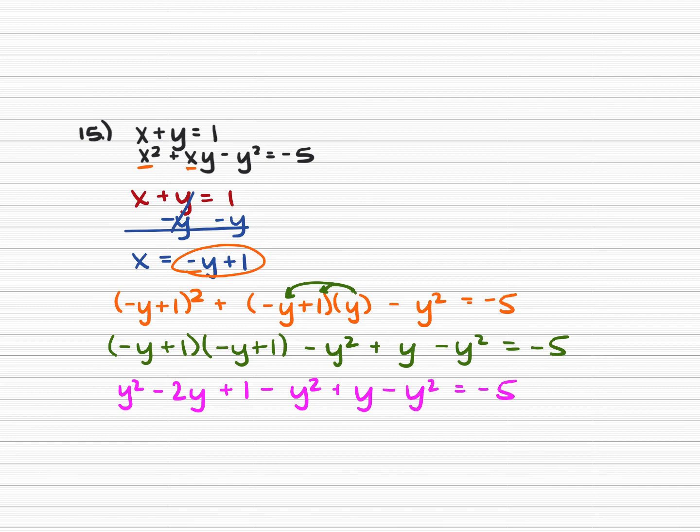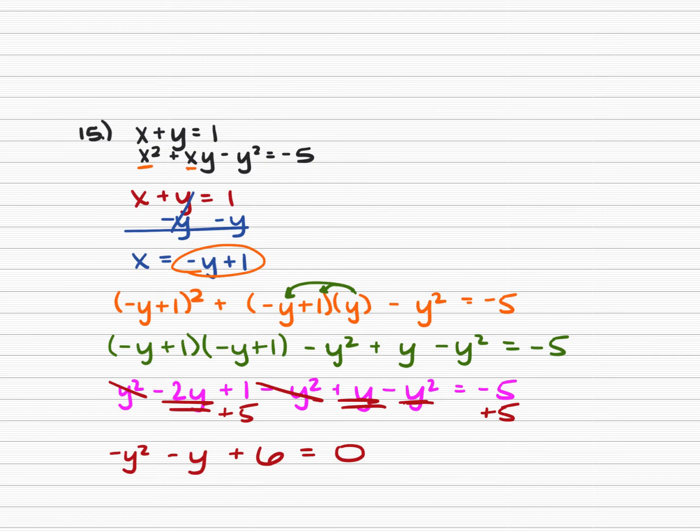You can move that 5 over and combine like terms at the same time. So we're going to add the 5 to each side. Your like terms are the y squared minus y squared, which cancels out. Then we also have that negative y squared. The negative 2y and the y give us a negative y. And then 1 plus 5 gives us 6.